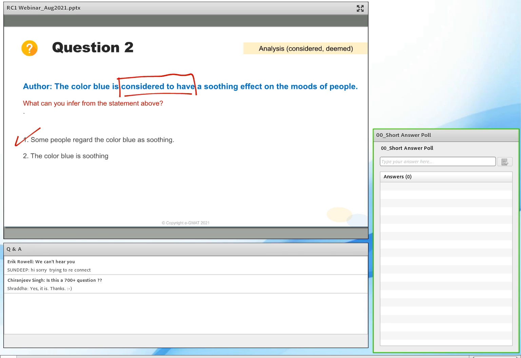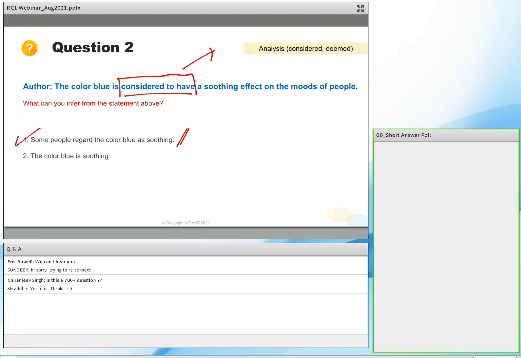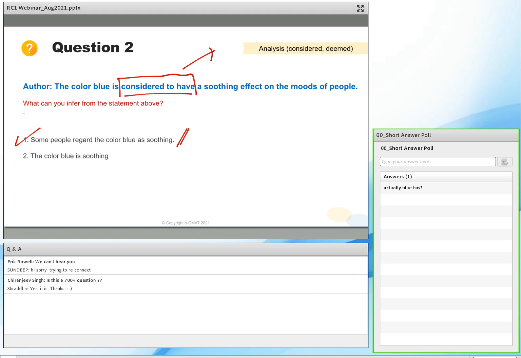That's the fundamental point here that I want you to take away. When you say color blue is considered to have, who is doing this consideration? Is it necessarily the author also? Not necessarily. You cannot be 100% sure. Maybe the author also considers blue to have a soothing effect, maybe not. The best you can infer from the statement is, hey, at least there are some people who exist who believe that blue has a soothing effect on the moods of people. We cannot be 100% sure the author believes this. Is this point clear? This is a very important point. You will see why this is definitely related to what we are going to do in the passage.